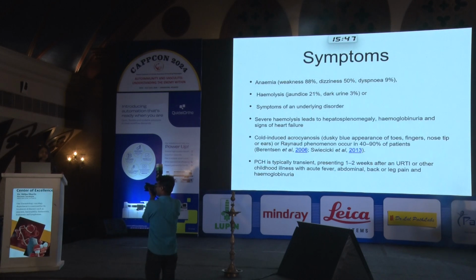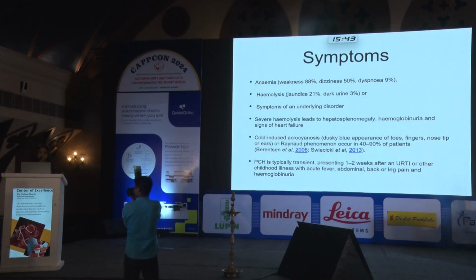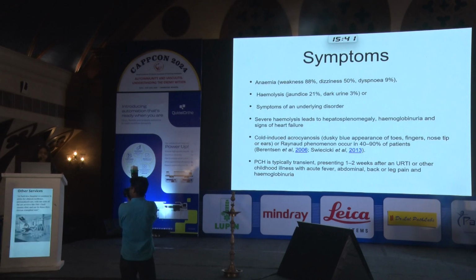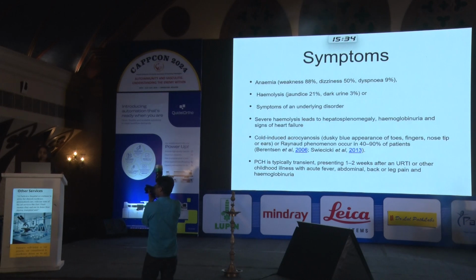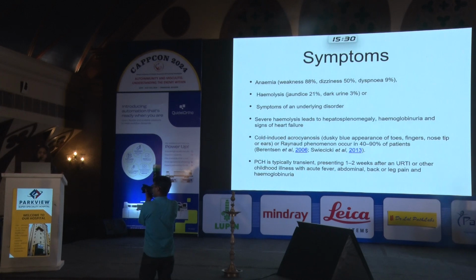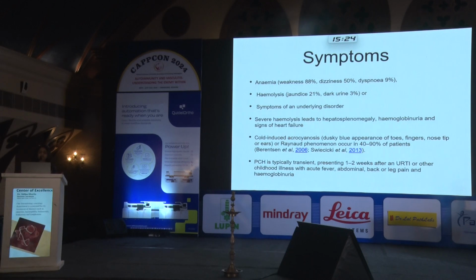Primarily they will present to the physician with anemia, which is non-specific, with symptoms of weakness, dizziness, dyspnea. They will have features of hemolysis, which we need to suspect. So they will have jaundice, or they may present with a history of dark urine if it is an intravascular hemolysis. They may have symptoms of underlying secondary autoimmune disorders such as SLE. And sometimes severe hemolysis on examination can cause hepatosplenomegaly, hemoglobinuria, and signs of heart failure.